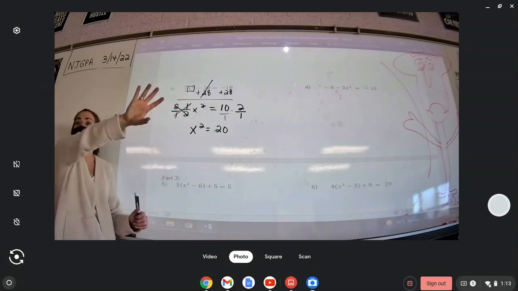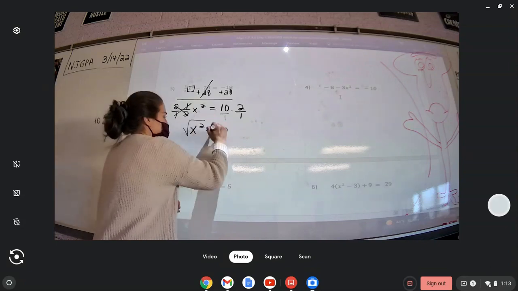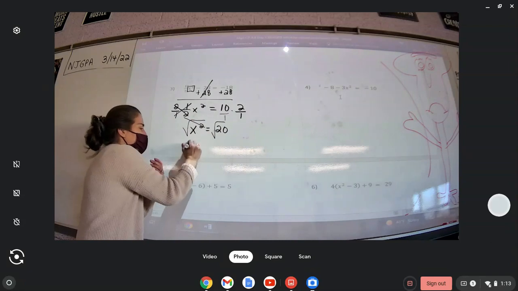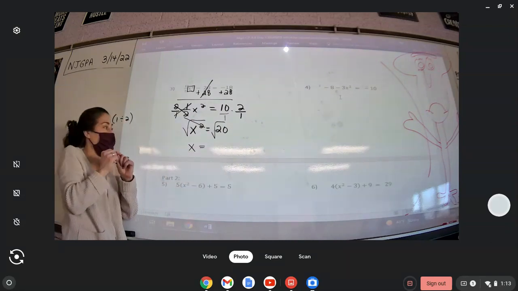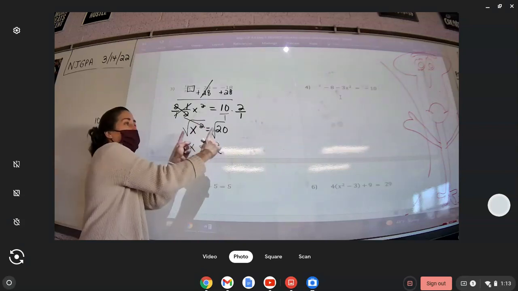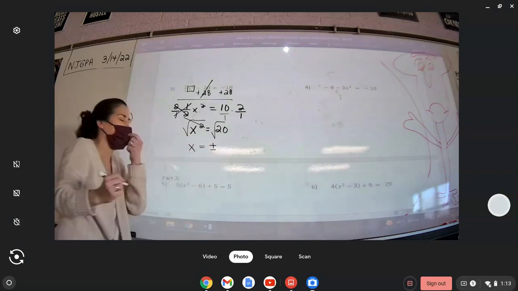All right, so now x squared is by itself. How do you unsquare it? Square root both sides. What happens to a square and a square root? They cancel. And x is equal to... The minute you take the square root of both sides, how many answers will you be getting? The positive or the negative answer.